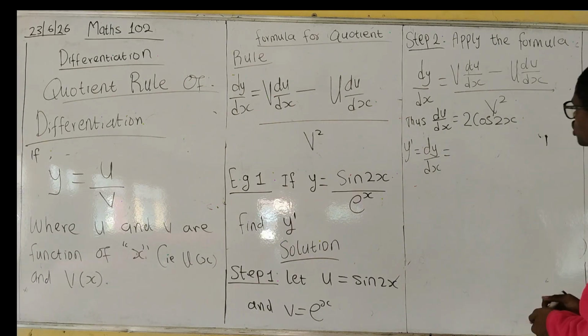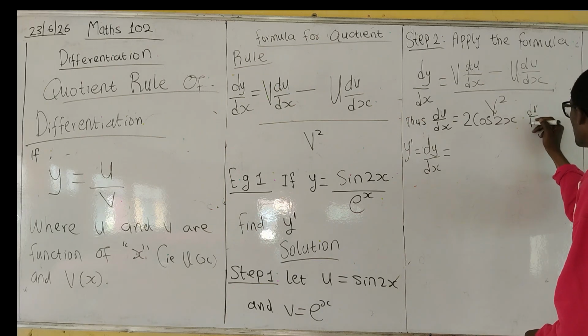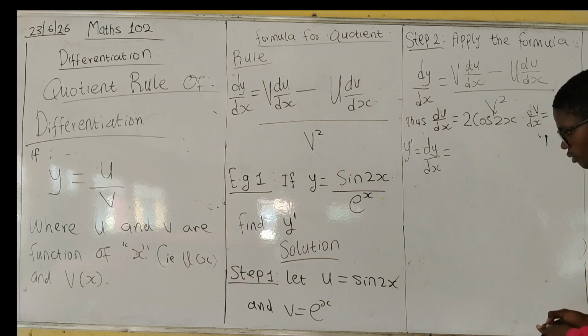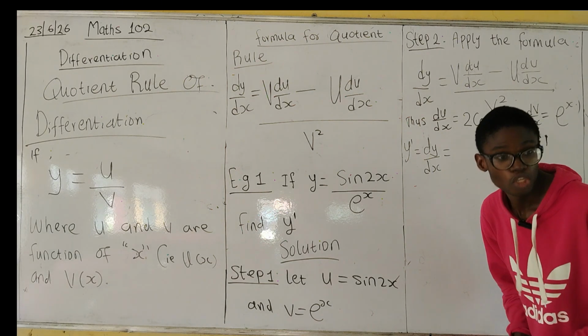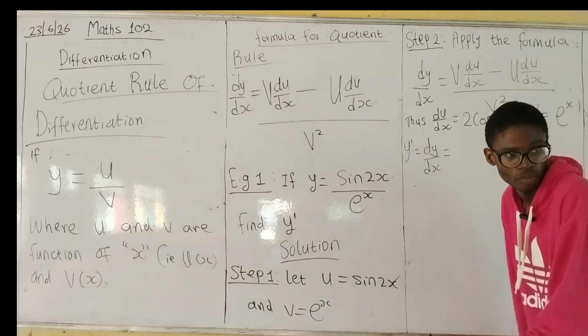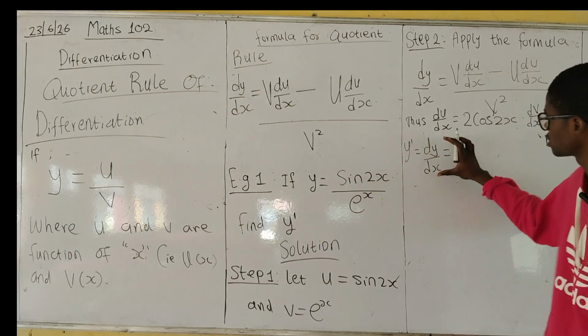Done. So now for us to go on, we have to find dv/dx. What will that give you? dv/dx will still give you exponential x. But anytime we differentiate exponential x, so long as there is nothing on the exponential apart from x, it will still give you the same answer. So now we have this, right?